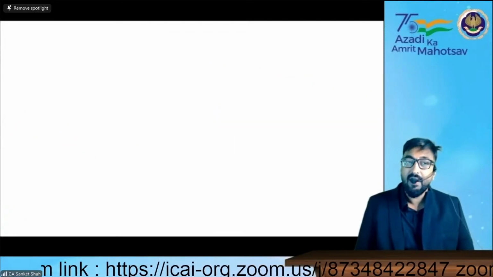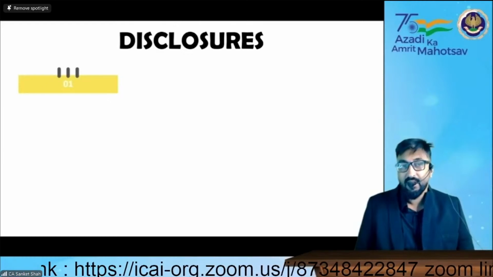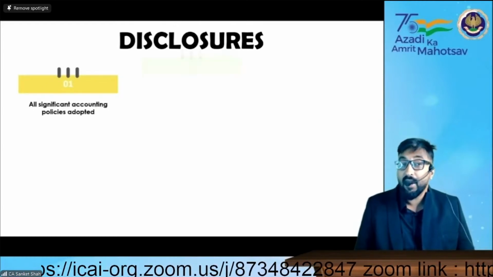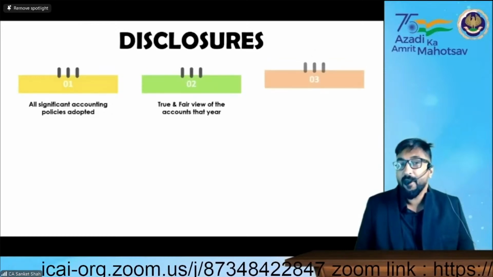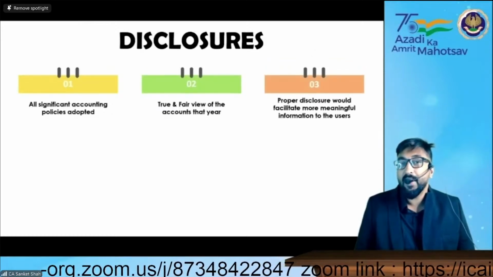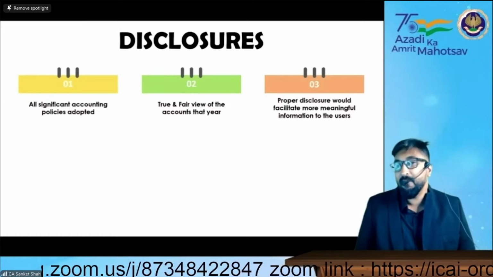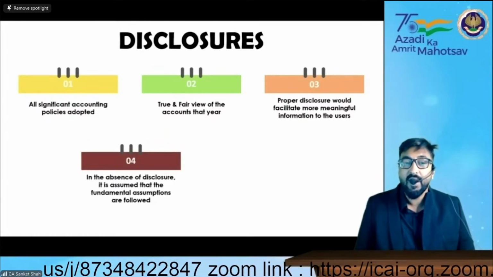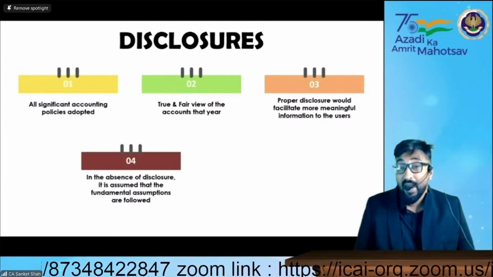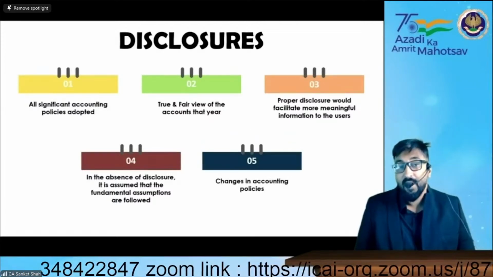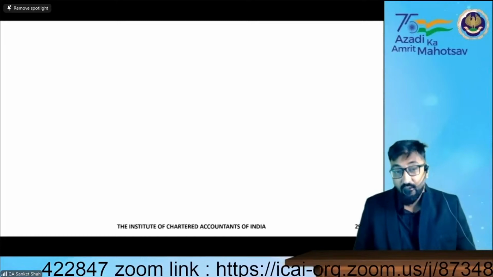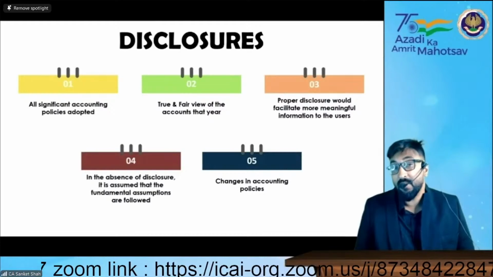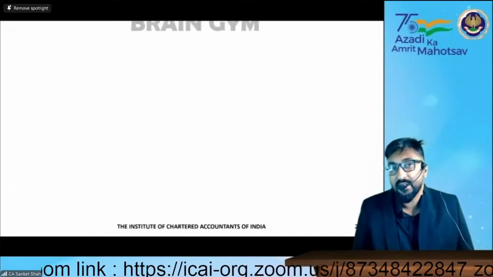And the last part of the standard is disclosure. All significant policies of every accounting standard, a true and fair view, and proper disclosure would facilitate more meaningful information to the user. Remember, such information you have to record. In the absence of disclosure, it is assumed that the fundamental assumptions are followed, and for changes in accounting policies, you have to tell your reader that we changed the policy. This is what Accounting Standard 1 says.